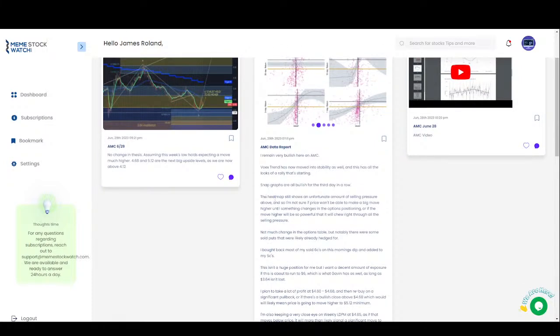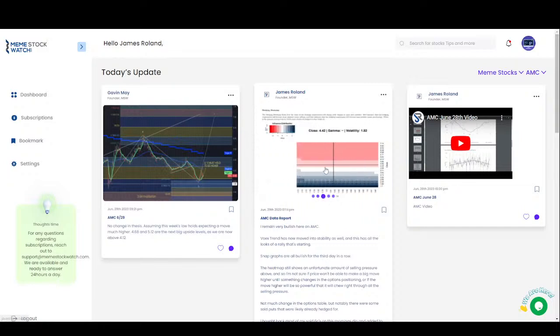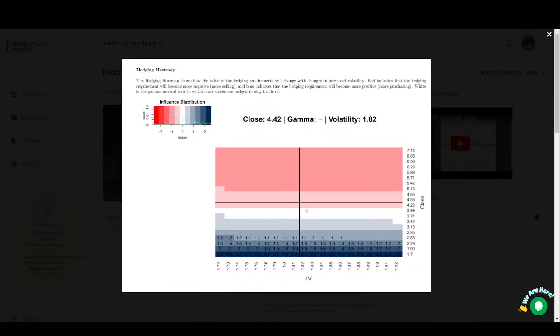But this is another reason why you have to take all the data into the equation. The next thing I wrote: the heat maps still show an unfortunate amount of selling pressure above. And so I'm not sure if price will be able to make a big move higher until something changes in the options positioning, or if the move higher will be so powerful that it would chew right through all the selling pressure. So here is the heat map for AMC. Obviously there's significant selling pressure above, which is unfortunate.